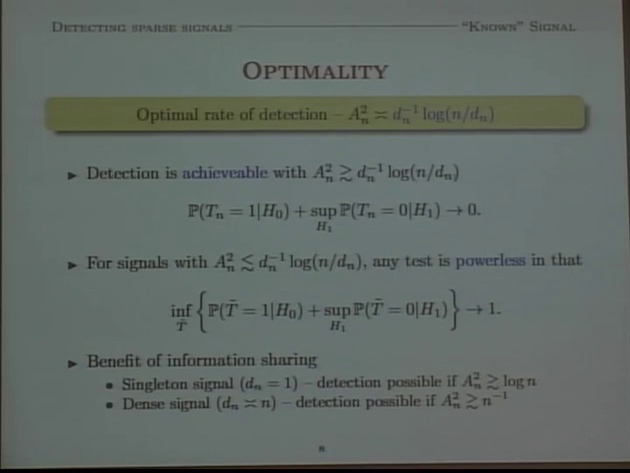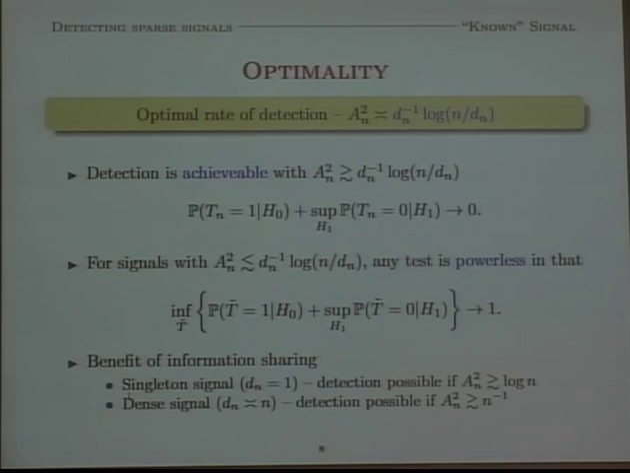On the other hand, following the language of Castro et al., if the amplitude of a signal is smaller than or equal to this order, up to a constant, any test would be powerless. So basically, there is no detection scheme that would be able to detect such a weak signal. One issue I want to emphasize here is that from this rate, you can immediately see the benefit of recognizing the fact that a signal comes in segments.